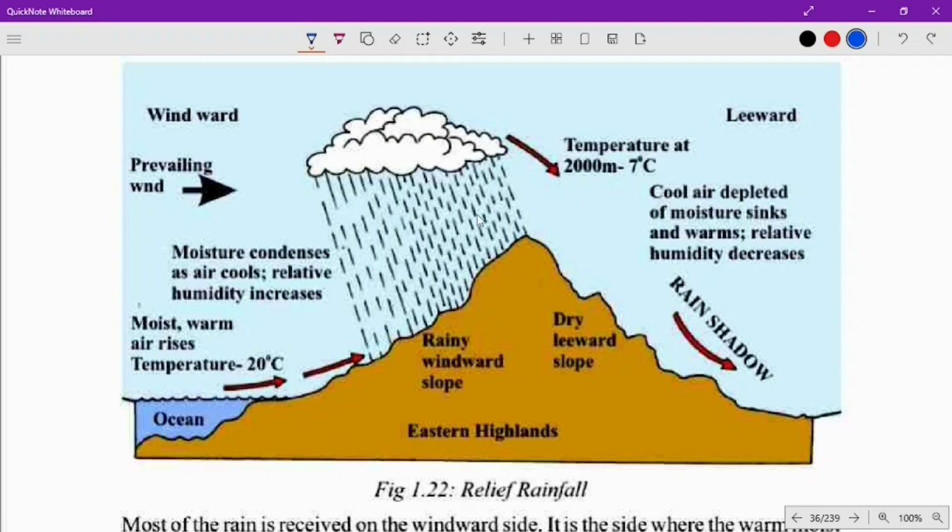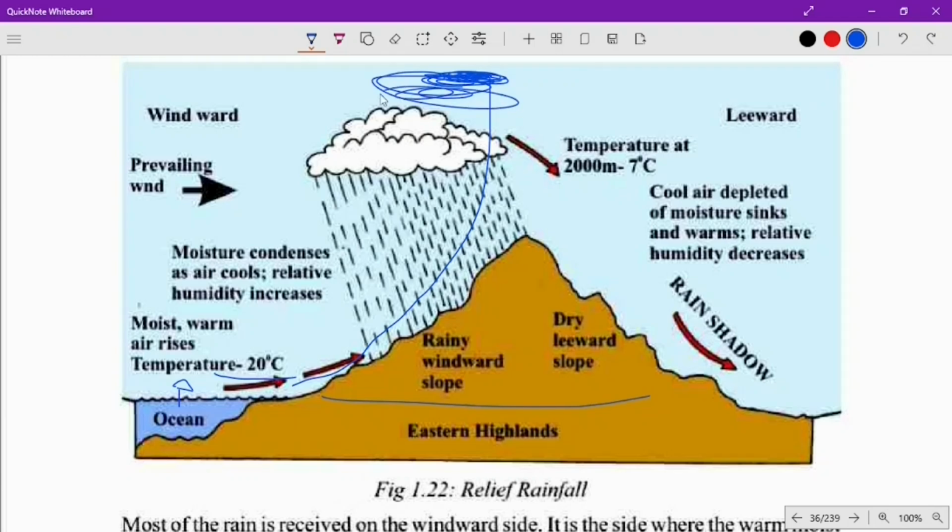So here is our diagram which shows a relief rainfall. We have got our ocean where warm moist air is rising, then it will blow over the land. This mountain is forcing our warm moist air to rise. Now it will rise up to a certain level up in the sky. When it reaches this level, condensation is going to take place.